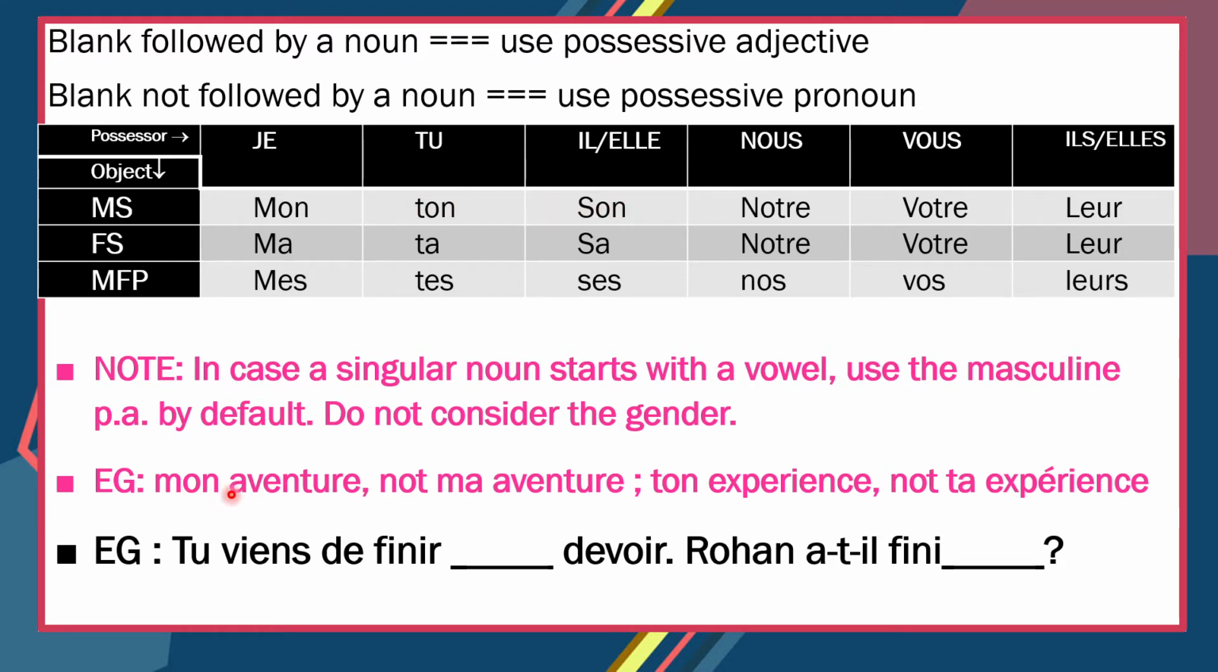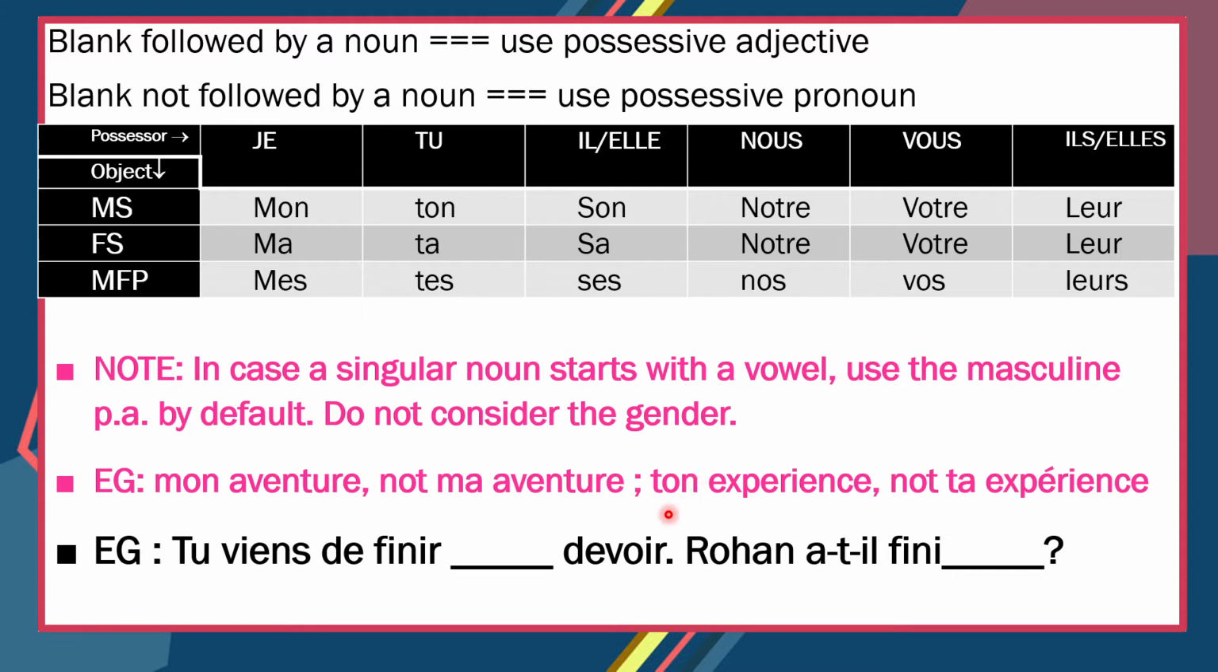So, for example, mon aventure and not ma aventure. Aventure, an adventure, is actually feminine, but we do not consider the gender. If you want to say my adventure, you do not consider the gender because it starts with a vowel. Even if it is feminine, starting with a vowel, you will use the masculine possessive adjective. Mon aventure. In the same way, ton expérience, not ta expérience. Even though expérience is a feminine noun, it starts with a vowel, so you have to give it the masculine possessive adjective: ton expérience, your experience.